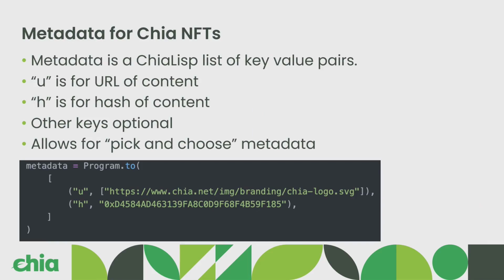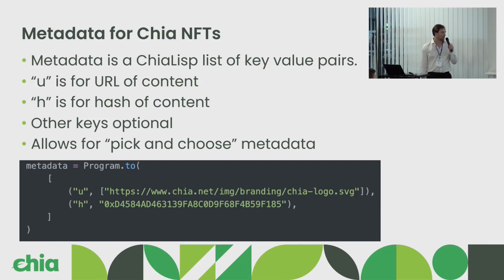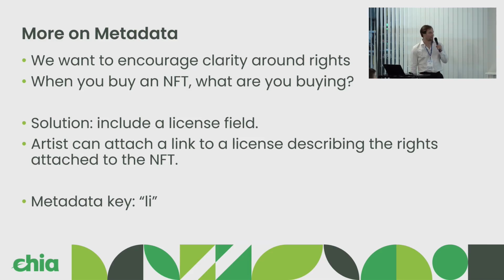The form of metadata in Chia Lisp is in key-value pairs. The keys are pick and choose, but the most common two are U for a list of URLs and H for the hash. When you retrieve something from the URL, you check it against the hash, and then you've got verification. Another important one is the metadata key, LI. This allows you to add a link to the license, and that solves that problem.